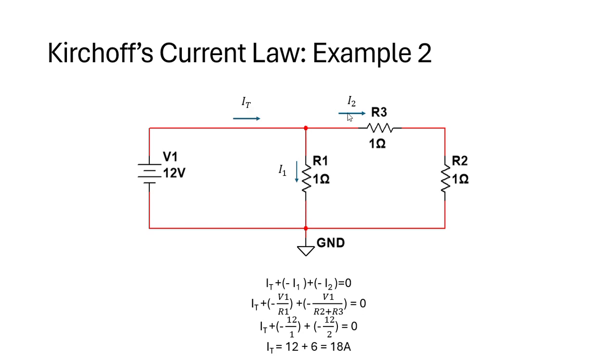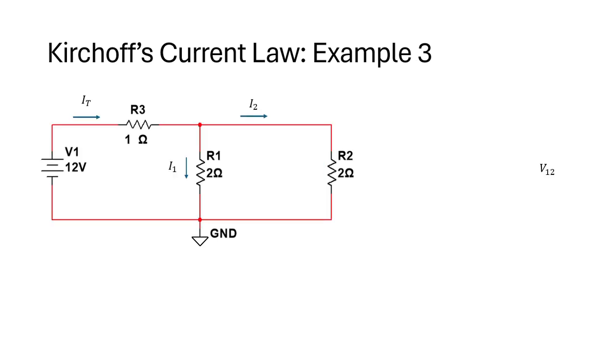This over here is 6 amps going here and then down here. And this is 12 amps. All right, so that is our second example. Now let's look at our third example. This one is a little bit more complicated. It's going to involve a little bit more work.